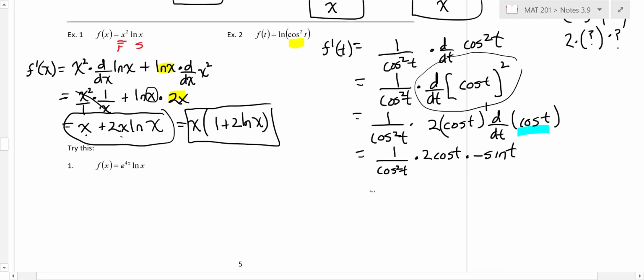Okay, let's see if we've got any trig stuff going on here. Well, first of all, what happens to one of those cosines?